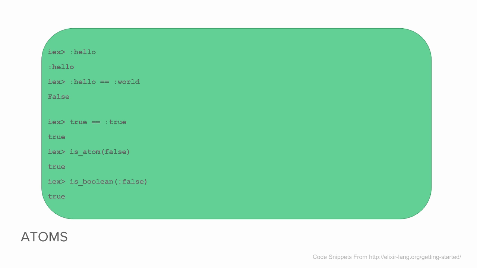Atoms, a construct very similar to enums or symbols, allow for references to be given informative names, making your code much more readable. They allow for extremely fast comparisons, as well as never needing to worry about them being garbage collected.